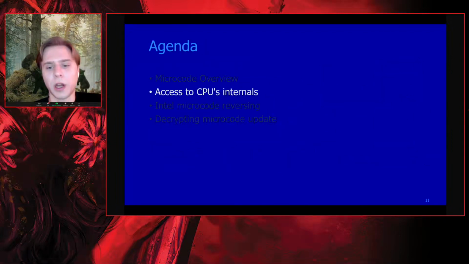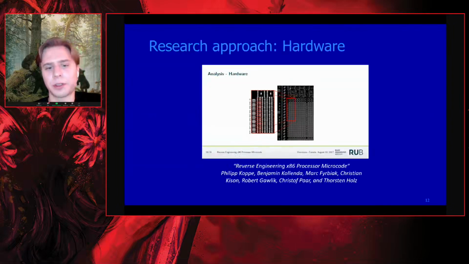Okay, so how can we get to them? And we saw two approaches. The first approach is hardware. In 2017, a research team from Ruhr University published an amazing paper about reversing x86 microcode for AMD CPUs. In this work, they decapsulated an AMD processor and restored the ROM code by examining the chip with a microscope.